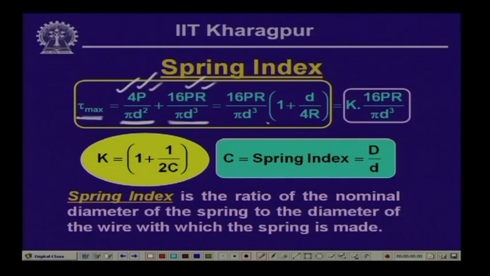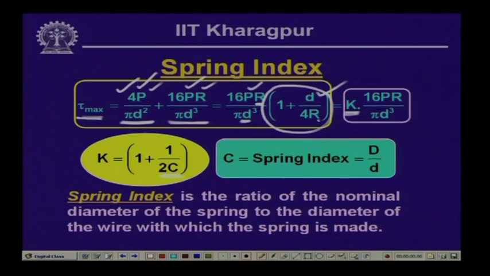16 P R by pi d cube. And as you know these terms, P is the axial load that is applied on the spring, R is the helix radius or the mean radius of the spring, and d is the diameter of the wire with which the spring is manufactured. And then we come across a bracketed term which we have designated as K, and if you look into this particular parameter K, K equals 1 plus 1 by 2C.